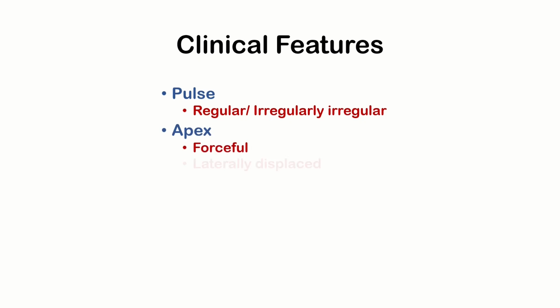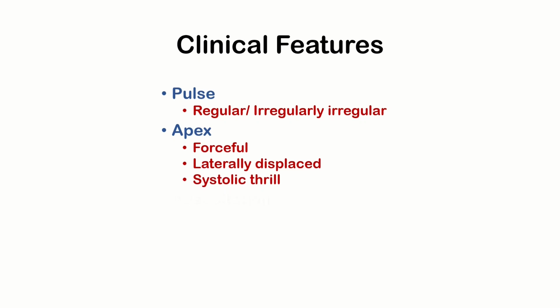On examination, the pulse is regular, but if there's significant left atrial dilation, there can be atrial fibrillation due to conduction abnormalities of the left atrium. The apex beat will be forceful and it will be displaced laterally due to hypertrophy of the left ventricle. Also, a systolic thrill will be evident in severe cases.